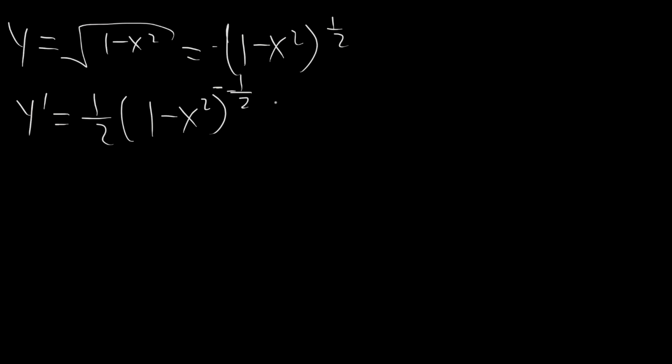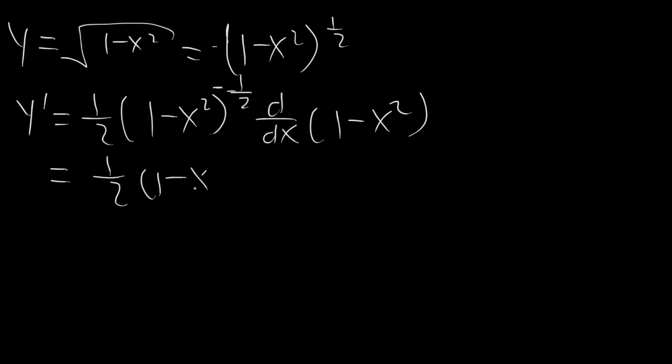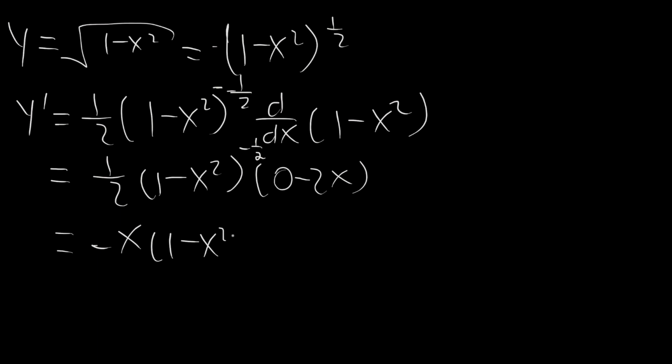I need to take the derivative of 1 minus x squared. So this is equal to a half times 1 minus x squared to the negative a half times 0 minus 2x. So this is equal to negative 2x here, and negative 2x times 1 over 2 is going to be equal to negative x. So negative x times 1 minus x squared with the power of negative a half. So this is equal to negative x over the square root of 1 minus x squared.